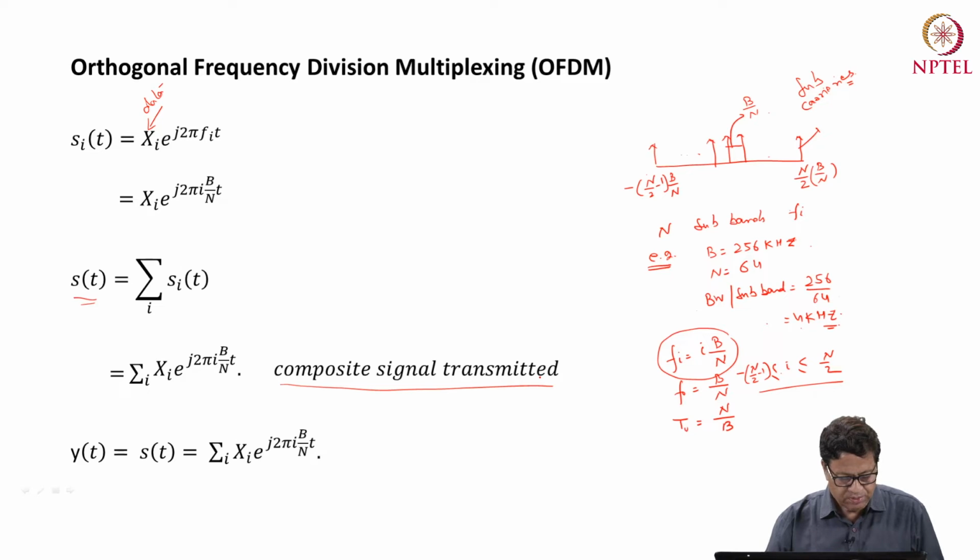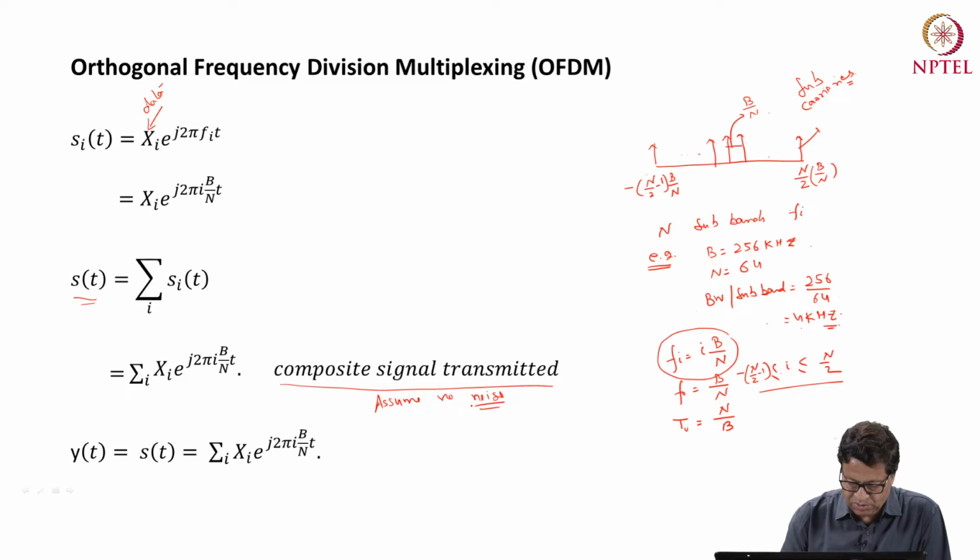And now let us assume that there is no noise. Ultimately, we will consider noise, but right now, just to understand the OFDM concepts, assume there is no noise in the system. So whatever is transmitted is received. So y(t) is the same as s(t), which is given by Xi e raised to j 2 pi i by n t, where Xi is the data which is riding on the ith subcarrier. And similarly for other subcarriers, and i goes over the total number of n subcarriers, and the range of i is between minus n by 2 and n by 2 minus 1.